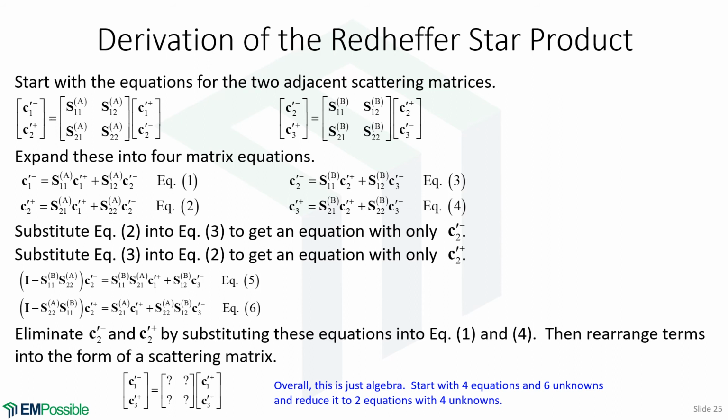Now we can take those two equations and substitute them into the two equations we have not used yet, equations 1 and 4, and we can completely eliminate C2 minus and C2 plus. Now we have two equations that don't contain C2 at all, only C1 minus, C1 plus, C3 minus, and C3 plus, and we can rearrange the order of those equations such that we can collect them into one 2x2 matrix equation that has the form of our combined scattering matrix. The details of this are reserved for the homework.